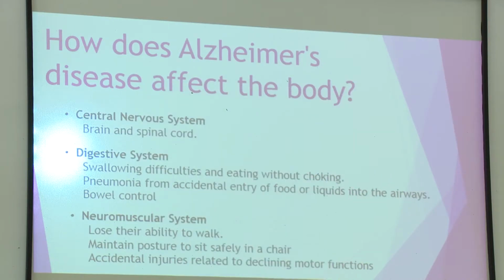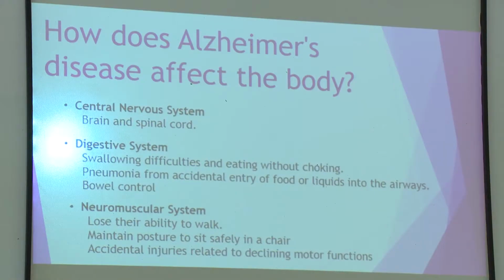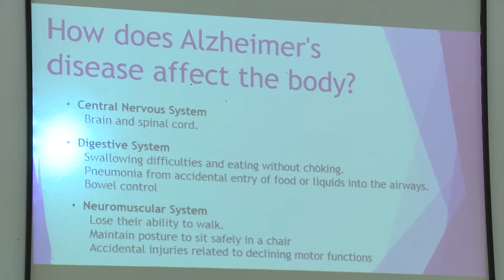How does Alzheimer's disease affect the body? It affects the central nervous system, the brain and the spinal cord. The digestive system: swallowing difficulties and eating without choking, pneumonia from accidental entry of food and liquids into the airways, and bowel control. Neuromuscular system: they lose the ability to walk, maintain posture, and accidental injuries are related to declining motor functions.